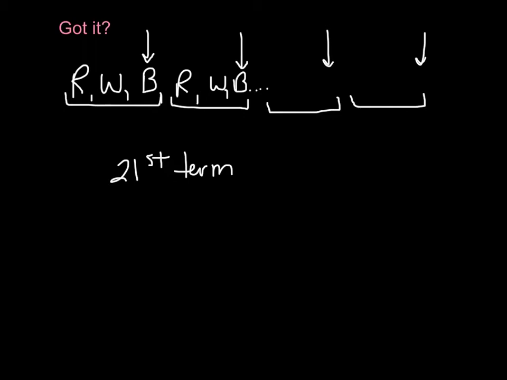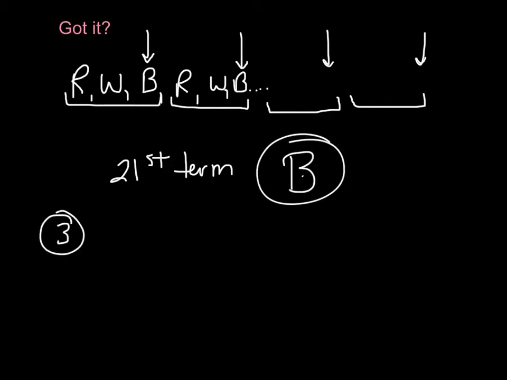So our 21st term would be B. So our answer for our Got It is B. Let's look at example 3.